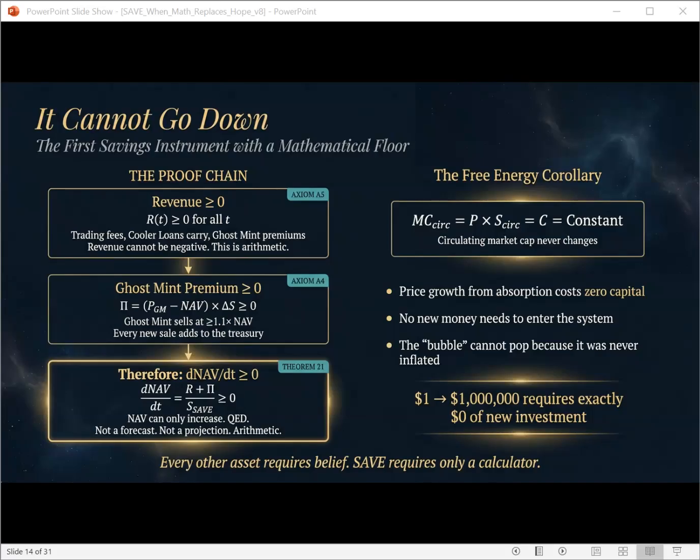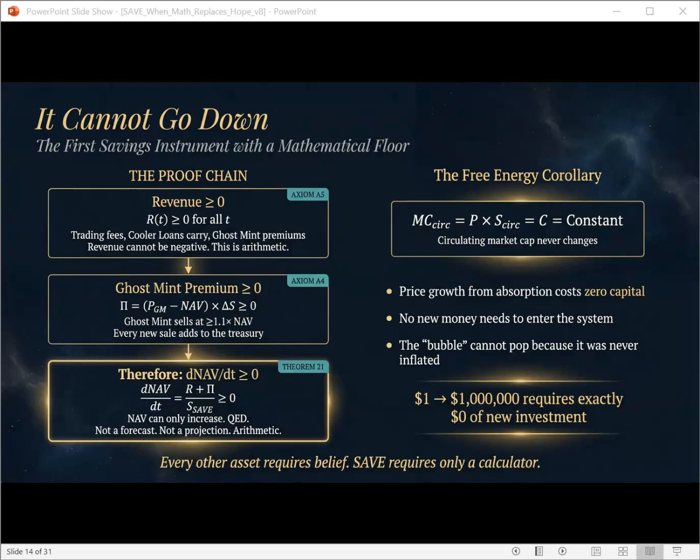S, the SAVE, is the number of SAVE tokens outstanding. It is always positive. A non-negative number plus a non-negative number divided by a positive number equals a non-negative number. So therefore, the rate of growth of NAV, dNAV/dt, is always greater than zero. Always, under all conditions, in all markets, in all scenarios, NAV can only increase.